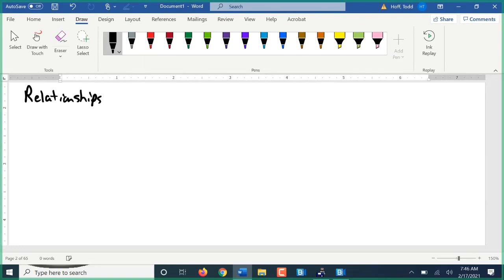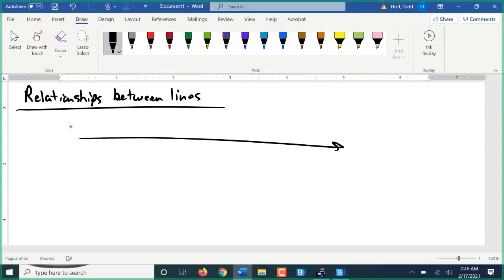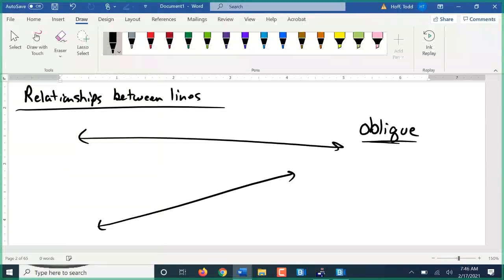Talk about relationships between lines. The most common relationship between two lines, something like this, is called oblique. Means there's just nothing special about them. Now in 2 dimensions, oblique lines always intersect. Talked about it before, though in 3 dimensions, just because they're not parallel doesn't mean they have to intersect.